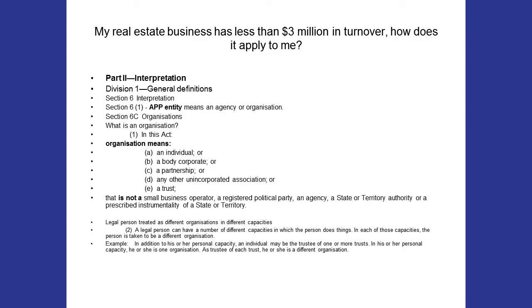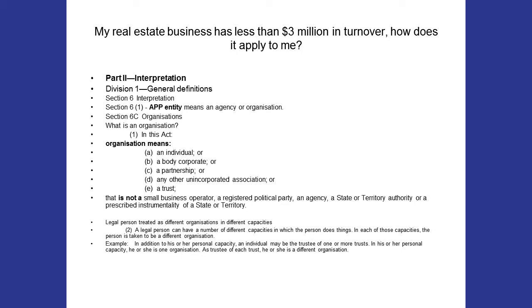So what we have to do is look at the Act. So we look at Part 2 in the Act, interpretation. So it has some definitions. Now, an APP entity means an agency or an organisation. Now, Section 6C discusses what are organisations within the Act. So an organisation means an individual, a body corporate, or a partnership, any other unincorporated association or a trust, that is not a small business operator, registered political party or agency.